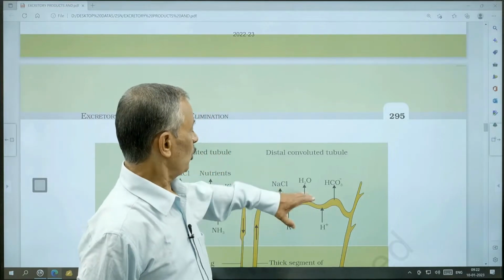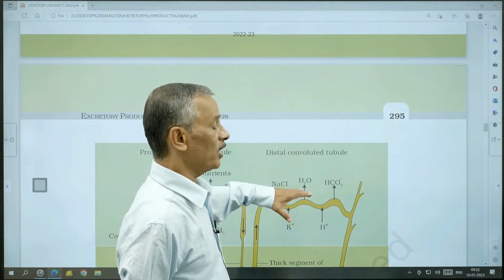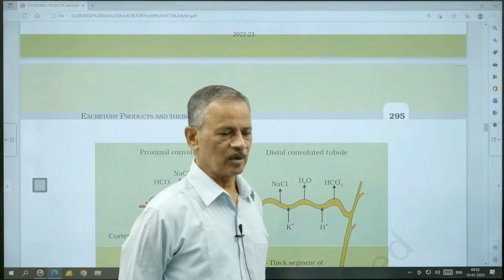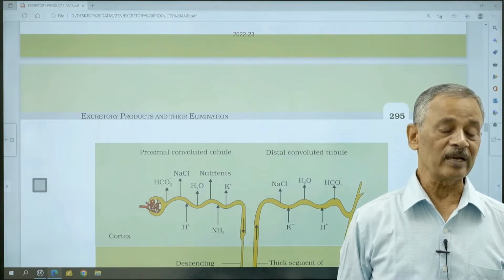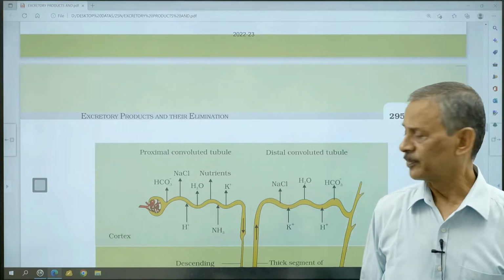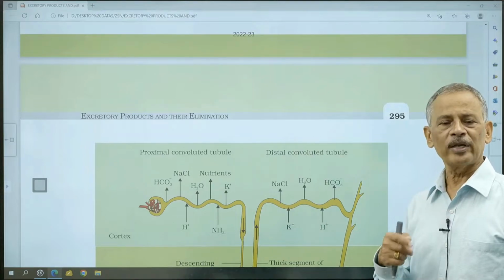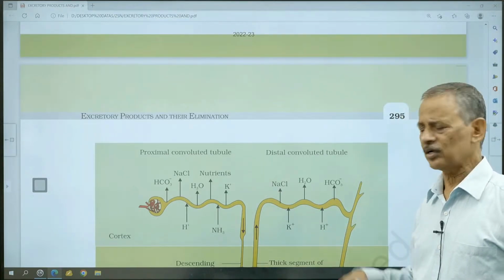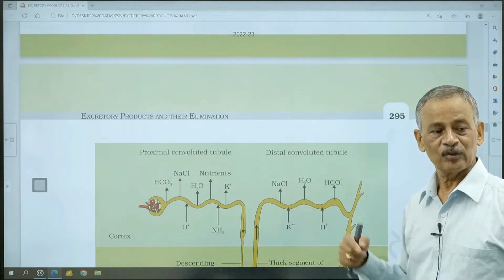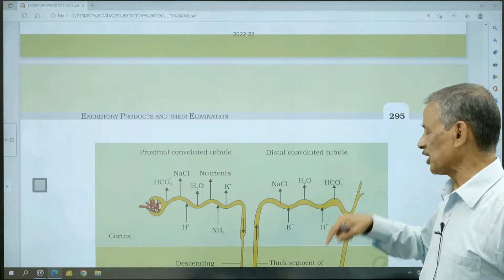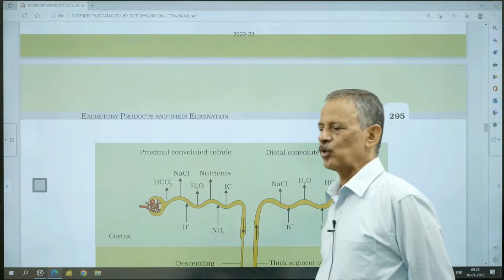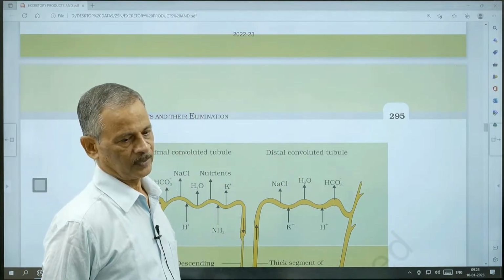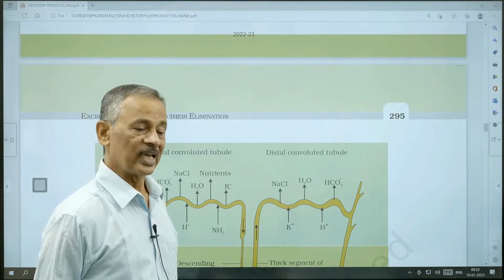But the absorption that is taking place in the DCT is depending upon their requirement in the body. That's why it is called conditional reabsorption. Reabsorption taking place in the DCT is depending upon their requirement in the body. Suppose our body requires more sodium, then more sodium is absorbed. If our body doesn't require any sodium, no absorption will be taking place. Similarly, water. If our body requires more water, then more water is absorbed here. So, this absorption taking place here is called conditional reabsorption. So, essential materials are absorbed back through the PCT and DCT. That's the second event. And third event is tubular secretion.